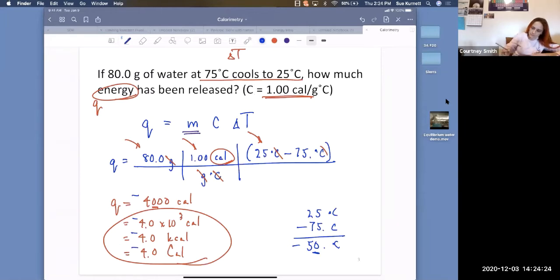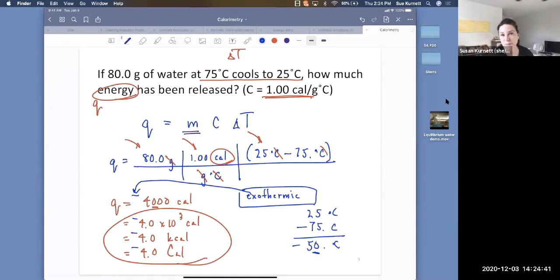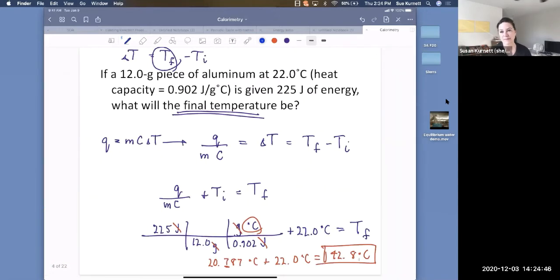Thank you. And negative means exothermic. Thank you for correcting me. Which means heat was released. And that makes sense. If hot water cools, that heat went somewhere. Other questions?